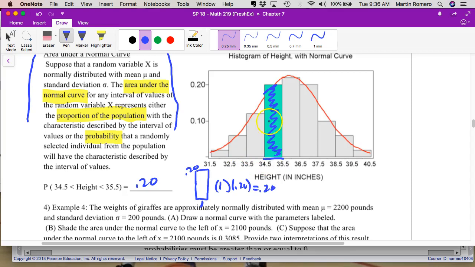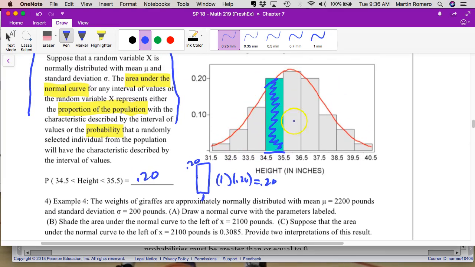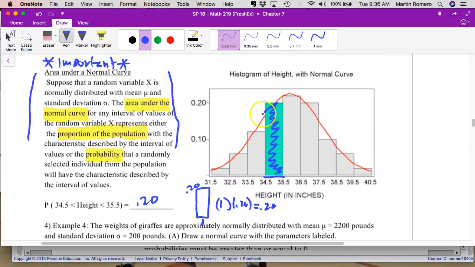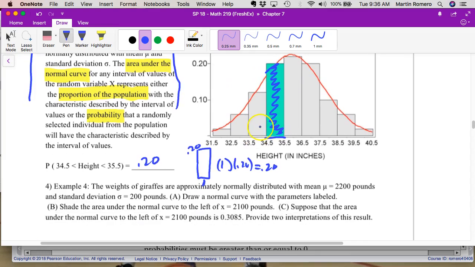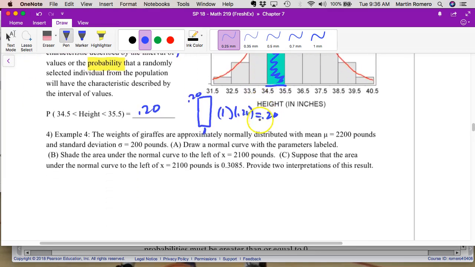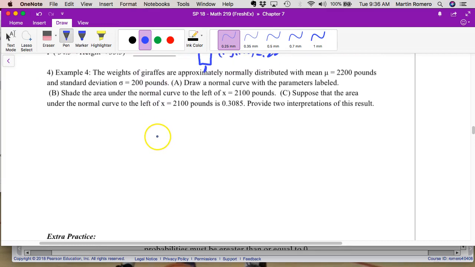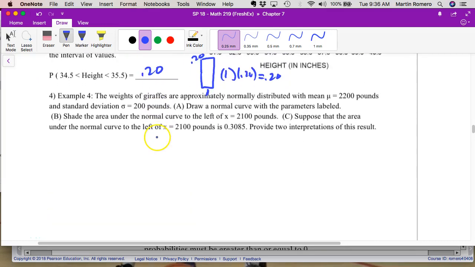Now, we're not going to do this by hand. We're going to be doing this using StatCrunch. This is just the example that we're first doing. When we get to StatCrunch, you're going to see this is what we would be doing. It's hard to do this by hand all the time without the rectangles. So let's provide one example before we finish this lecture.